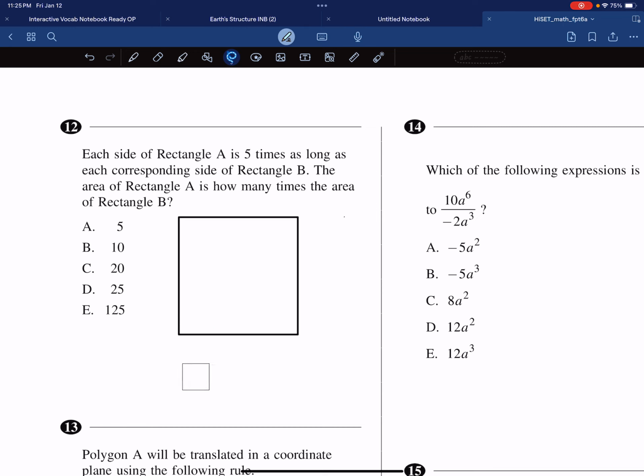Okay. So this one is rectangle A. We know that it is 5 times. So if this is 5 units, this is 1 unit. So rectangle A is 5 times larger than rectangle B.